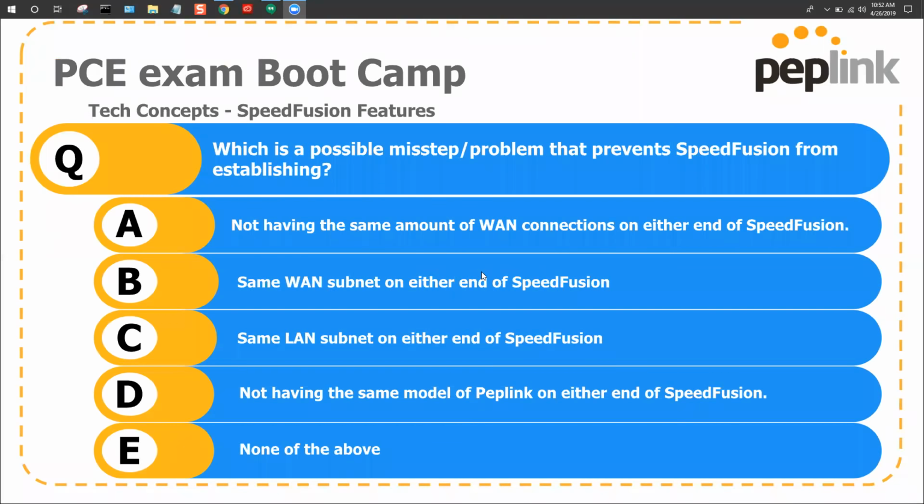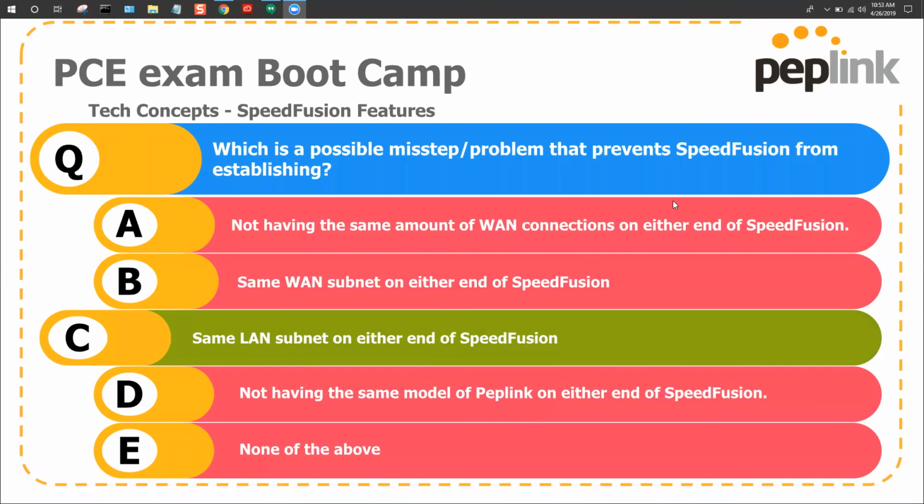All right, let's do some questions. What is a possible misstep that prevents SpeedFusion from establishing? Is it not having the same amount of WANs on either side? Same WAN subnet on either side? Same LAN on either side? Not having the same model of Peplink on either side, or none of the above? Let me see what you have put into the chat.